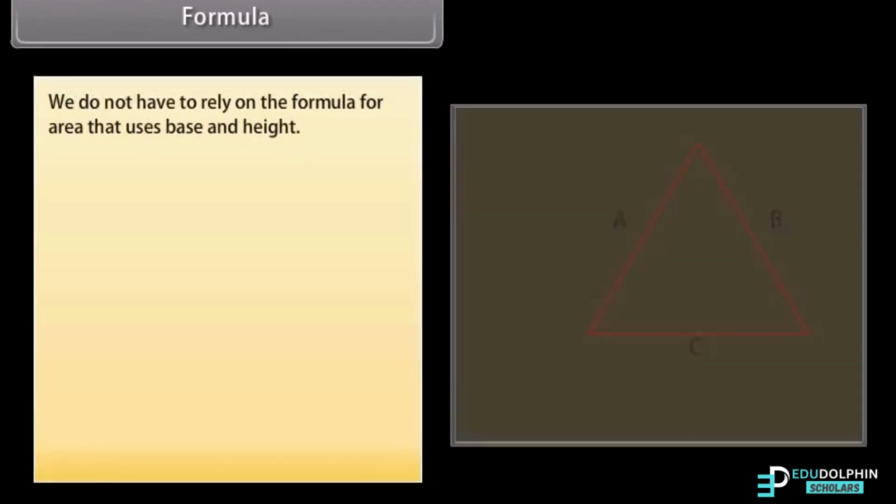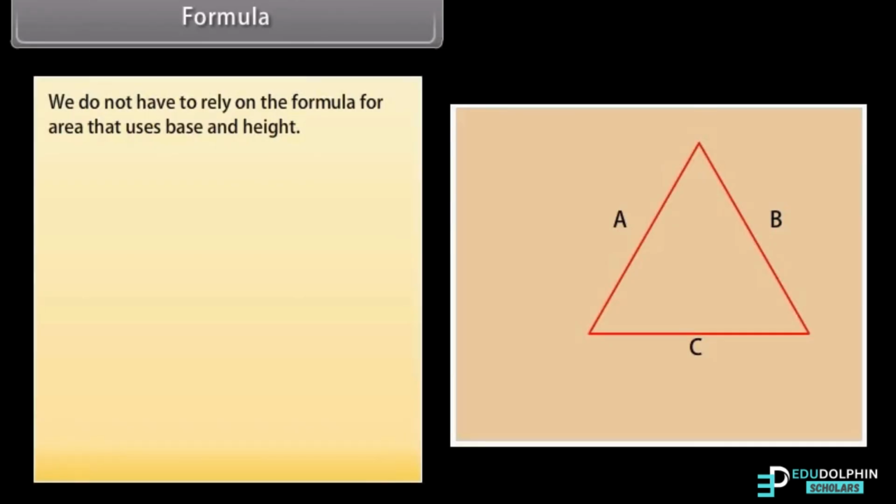Formula. We do not have to rely on the formula for area that uses base and height. The figure illustrates the general formula where S represents the semi-perimeter of the triangle. We just have to use a two-step process.